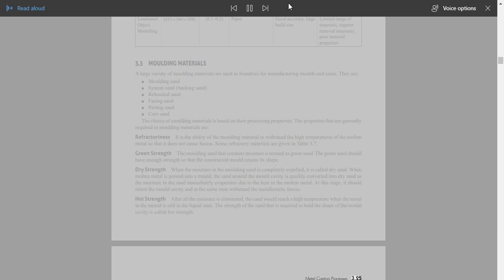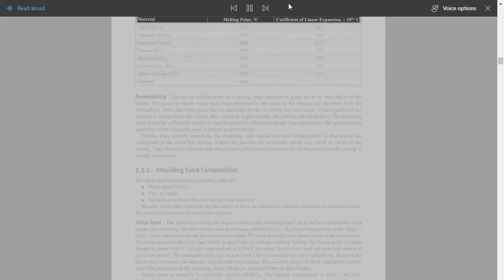Table 3.7 Properties of some refractory materials. Material, melting point in degrees C, coefficient of linear expansion, 10^-6 per degree C. Silica, SiO2, 1710, 16.2. Alumina, Al2O3, 2028.0. Magnesia, MgO, 2813.5. Thoria, ThO2, 3059.5. Zirconia, ZrO2, 2706.5. Zircon, ZrO2.SiO2, 2654.5.